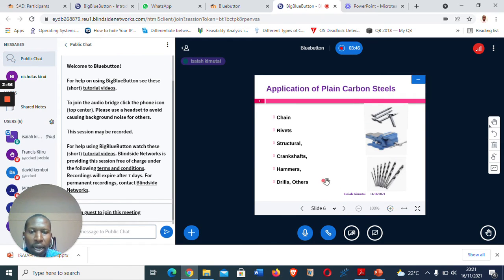We have a number of applications of plain carbon steel. The common ones include chains. We also have rivets, which are made from plain carbon steels. Structural: most structures use plain carbon steels. Crankshafts are also made from plain carbon steels. We have hammers and drills, as you can see from the pictures here. All these are made from plain carbon steels.